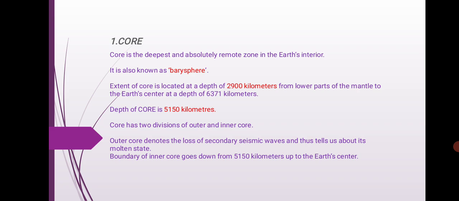The outer core shows the loss of secondary seismic waves, and thus tells us about its molten state. The boundary of the inner core goes down from 5150 kilometers to the earth's center.